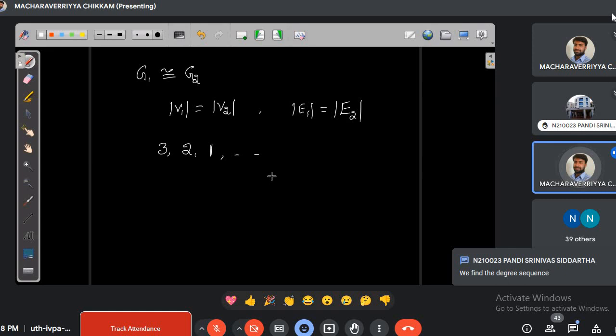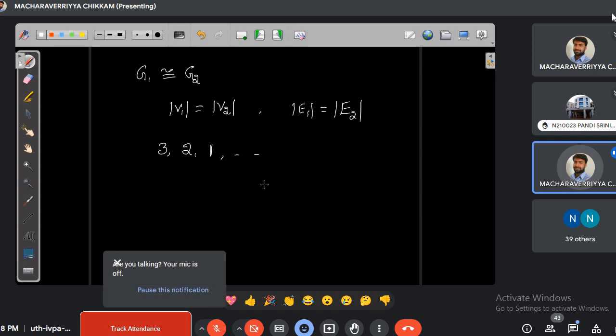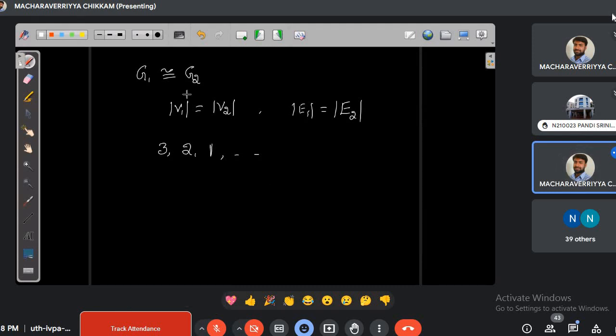So we are going to arrange the degrees in a non-increasing manner. We will keep the highest degree first, and next, the degree which is equal to the previous one or less than that. So we will keep it in a non-increasing order. Now you see, for example, we got the sequence 3, 2, 2, 1, 0.